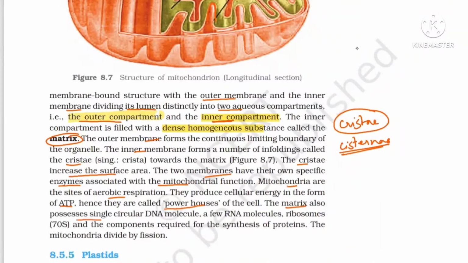The matrix also contains single circular DNA, just like prokaryotes, and a few RNA and 70S ribosomes. It means ribosome is there, DNA is there, so they can make their RNA. They can make a few proteins on their own. That is why we call them semi-autonomous organelles. And I told you this feature resembles prokaryotes. So we believe that they are endosymbionts, and we believe it more because they divide by binary fission. They divide by the fission method. Very important question. Is it clear, beta?